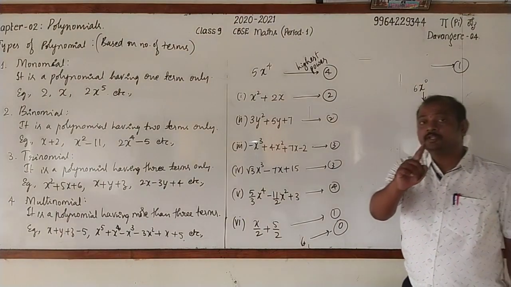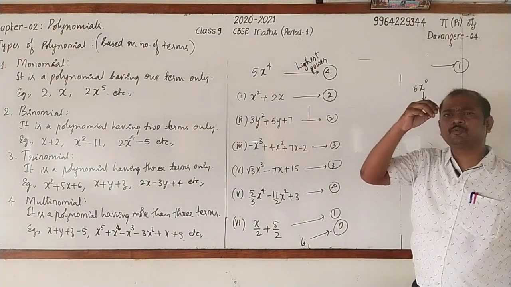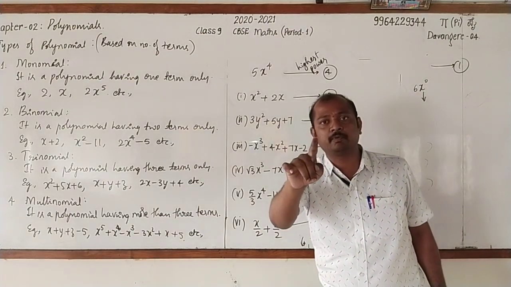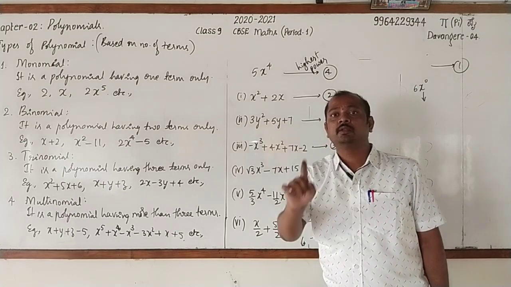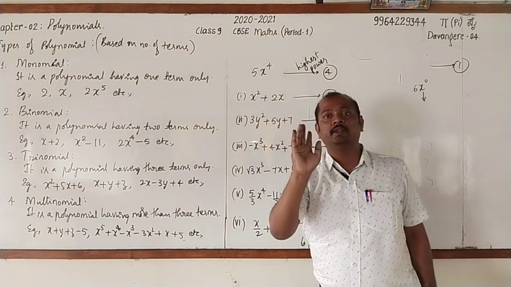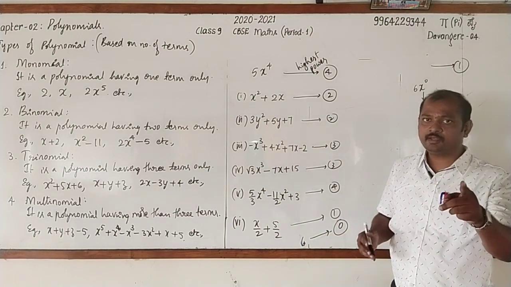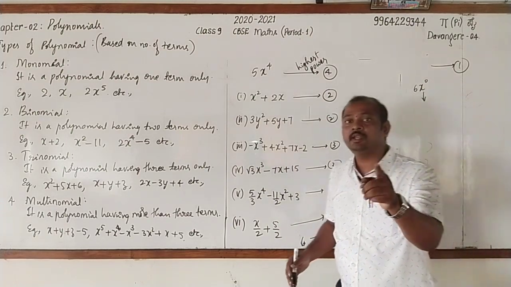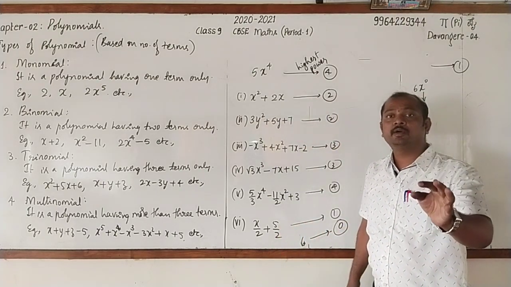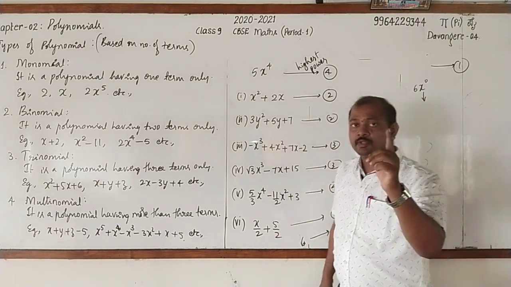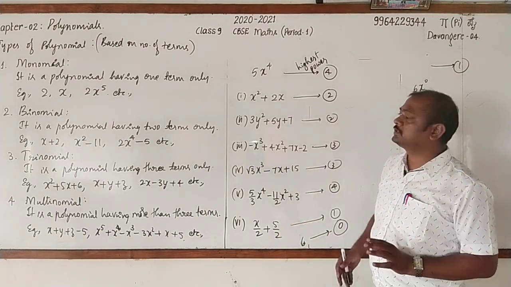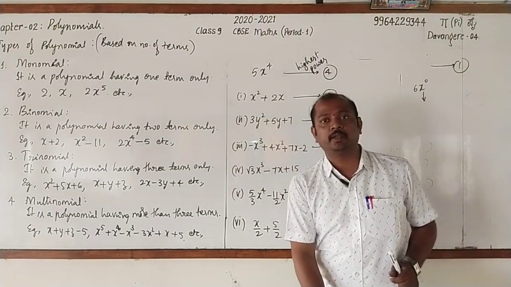Now, dear students, you may go for taking any polynomial. In that, whatever the highest power of the variable will be there, we call that highest power as degree of a polynomial. Clear? It's very important. Degree of a polynomial. What is degree of polynomial? A polynomial, highest power of the variable involved in the polynomial is called degree of the polynomial.